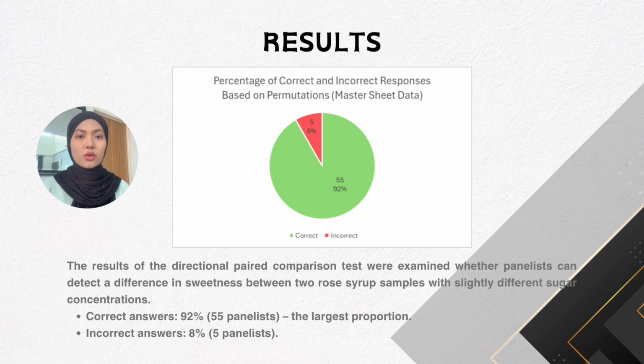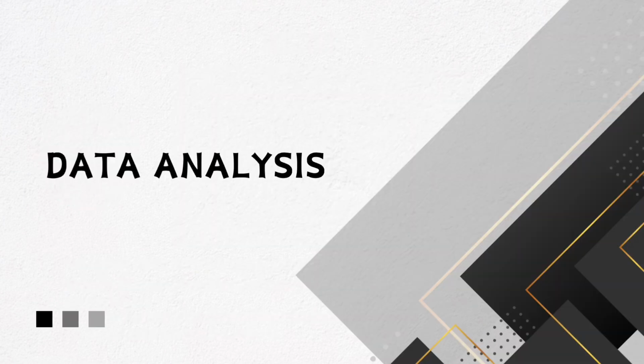Sample B, which contained 10% sugar, was consistently perceived as sweeter than sample A. This suggests that even a small difference in sugar concentration can be noticeable to consumers.